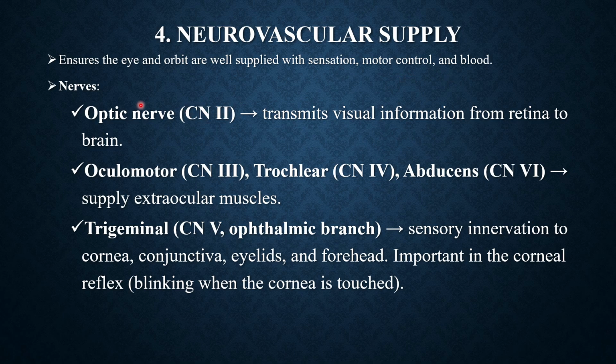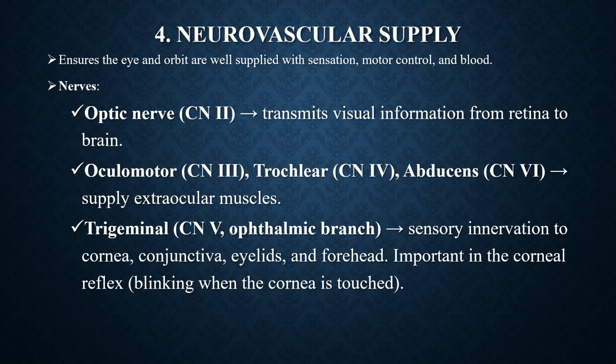Now the nerves involved: one is the optic nerve, cranial nerve 2, which transmits information from the retina to the brain for interpretation. Then we have the nerves related to extraocular muscle movements, which are the oculomotor, cranial nerve 3, trochlear, cranial nerve 4, and abducens, cranial nerve 6. Then we have the trigeminal nerve, cranial nerve 5. It has a sensory division to the cornea, conjunctiva, eyelids, and the forehead. So it is important in the corneal reflex, which includes blinking when the cornea is touched.